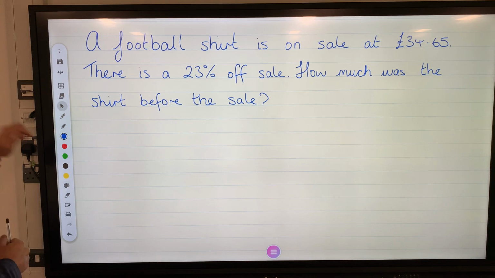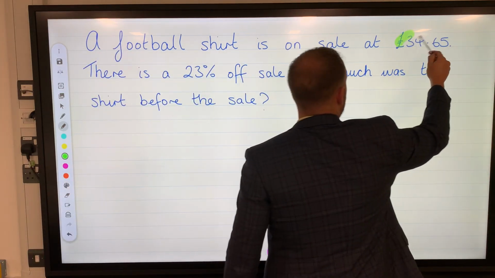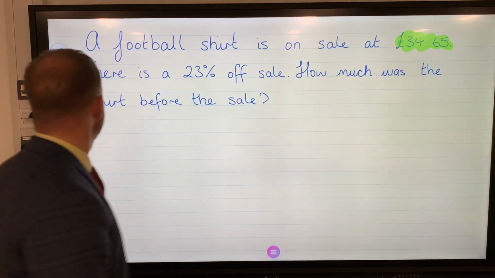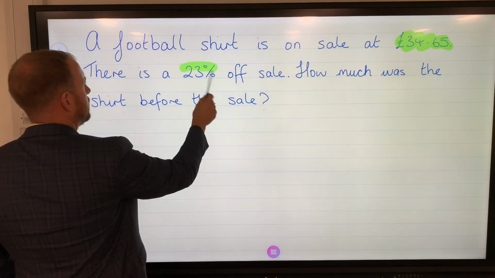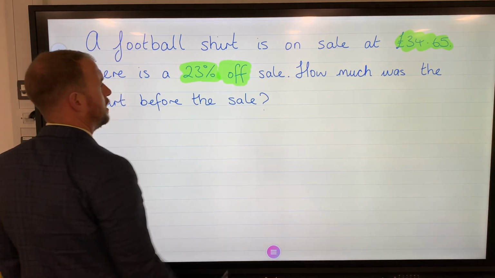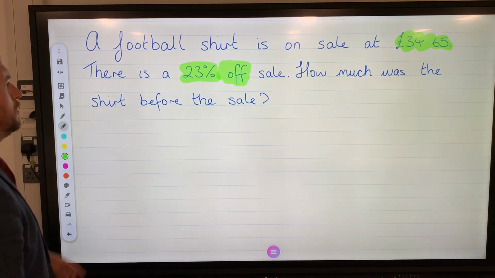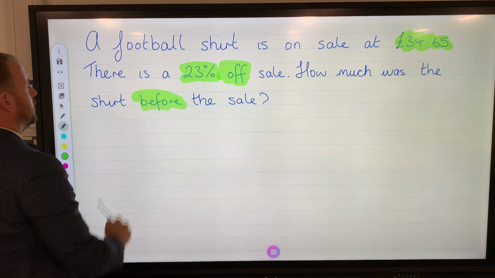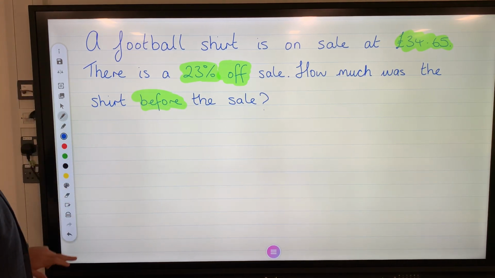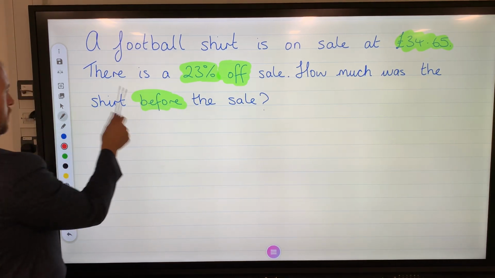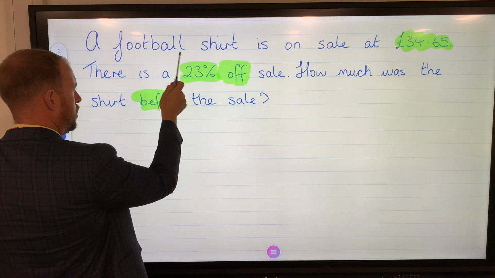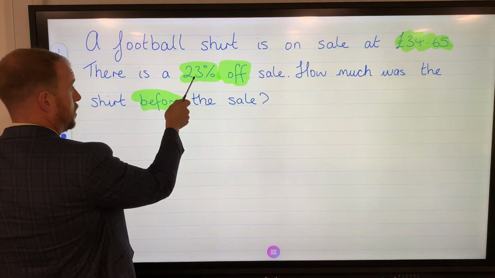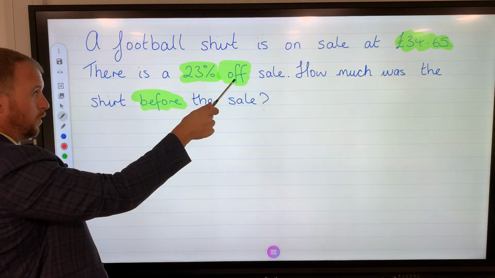So I'll get my highlighter. Let's look at the key information here. It's on sale at £34.65. There is a 23% off sale. And how much was the shirt before? Right. So we don't know how much it was. 23% off now equals £34.65.